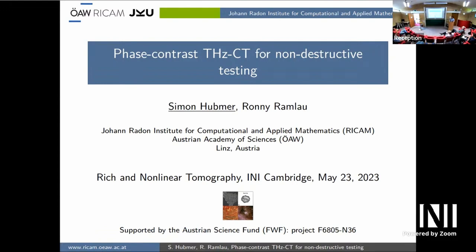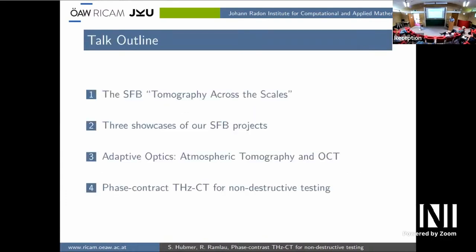Namely, there is a special research project, Tomography Across the Scales, which encompasses a lot of tomographic problems. And there is a logo on the bottom, which you cannot see from here. But I would first like to tell you a little bit about this SFB tomography across the scales, show you first a couple of those projects which are ongoing, and then it's only one point, but the main thing will then be phase contrast THz-CT. But I thought it might be interesting, since this is a workshop on tomography, to show you some of the other tomography projects as well. So I hope you like it.